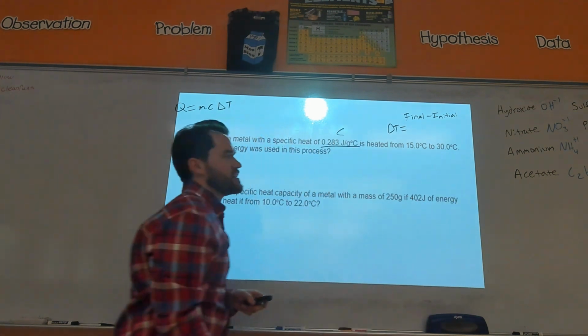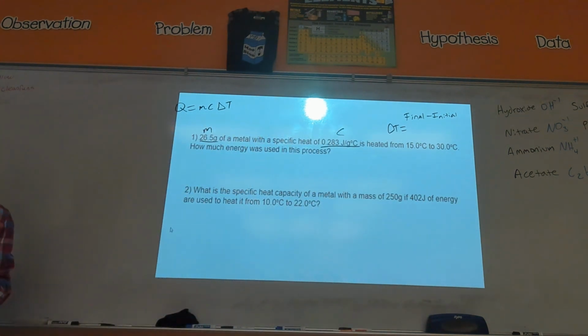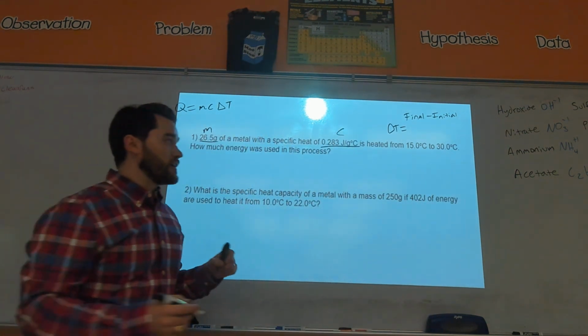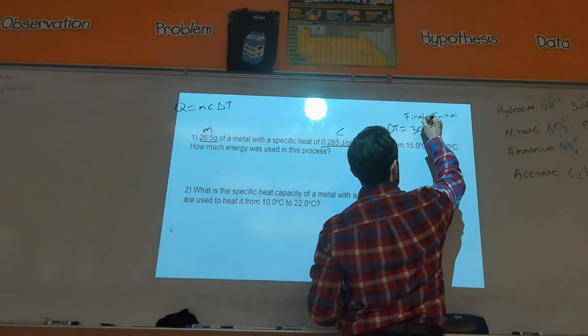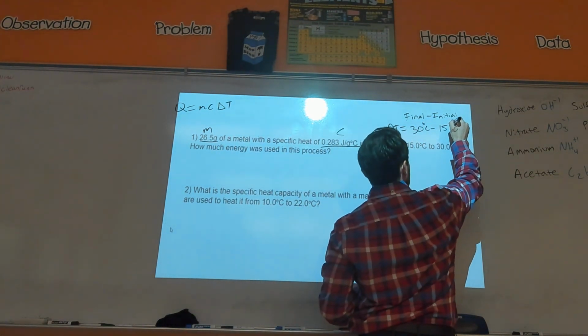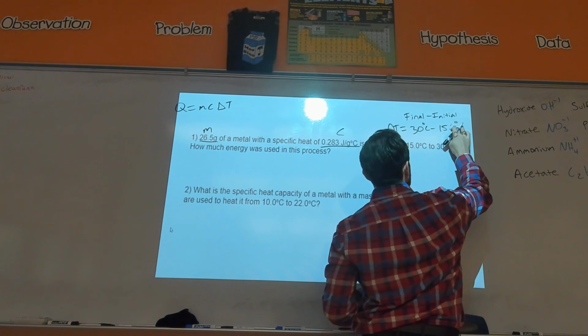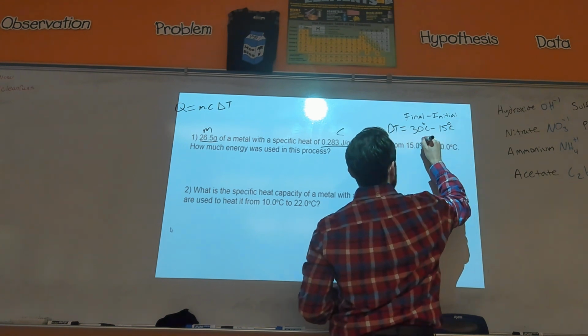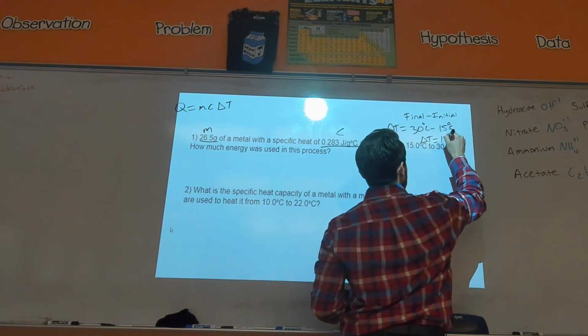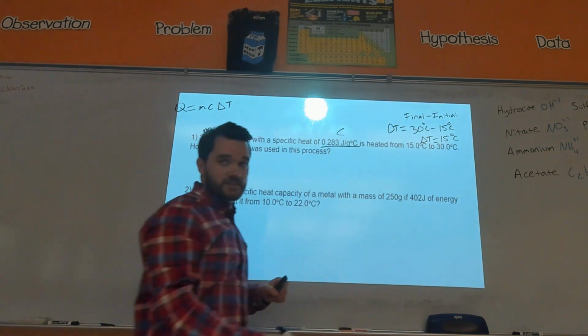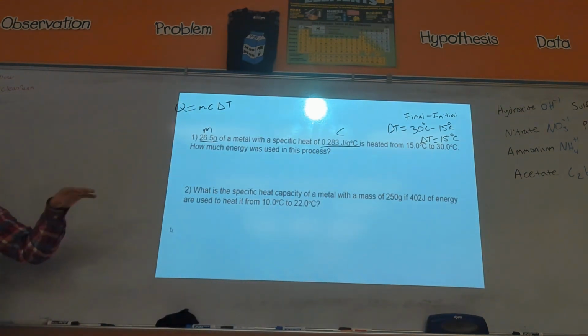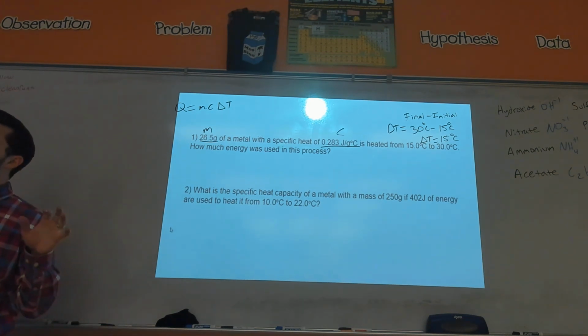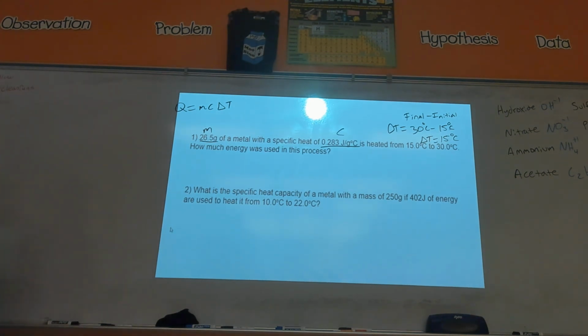So what's the final temperature here? 15 or 30? 30, right? Good. 30 degrees Celsius. Initial is 15 degrees Celsius. So delta T equals 15 degrees Celsius. Sometimes they'll just give you delta T, the change in temperature. Other times you have to calculate it. Most of the time you have to calculate it, just like we did here.